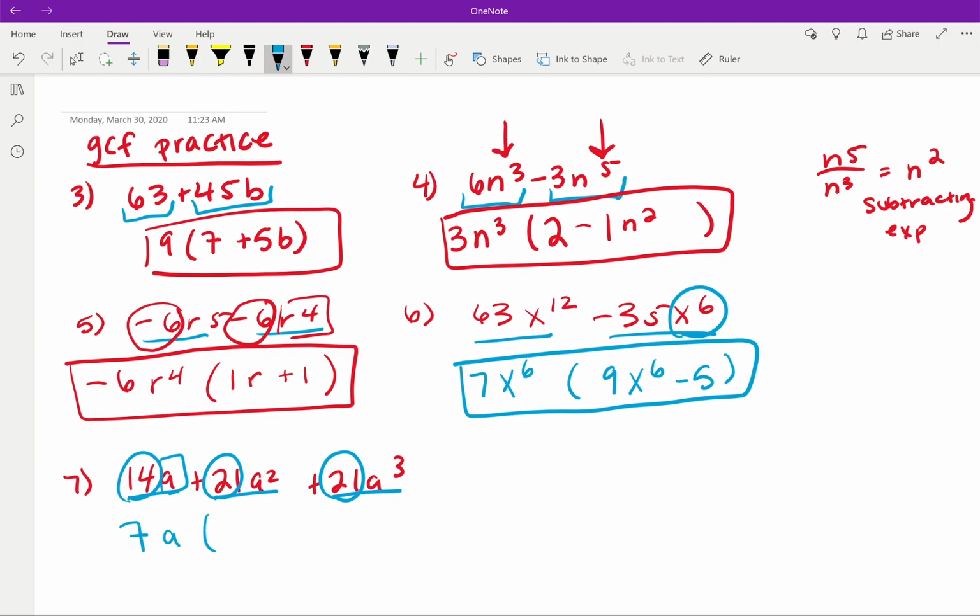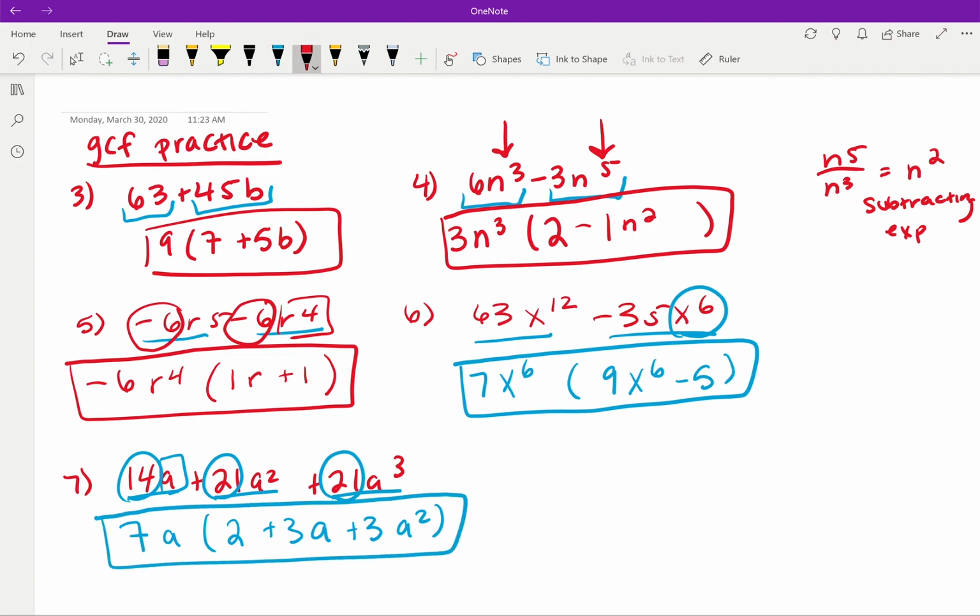And then we divide. 14 divided by 7 is 2. A divided by a cancels. 21 divided by 7 is 3. A squared divided by a, we do 2 minus 1, which is just 1, so a. And then 21 divided by 7 is 3. A cubed divided by a, we do 3 minus 1, so that's a squared, and that's our answer.